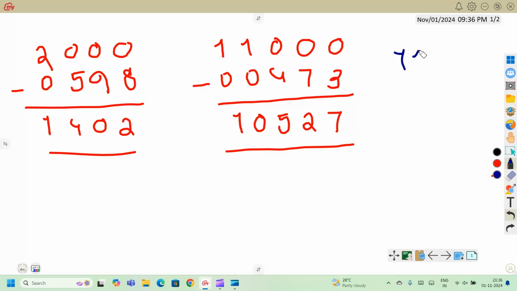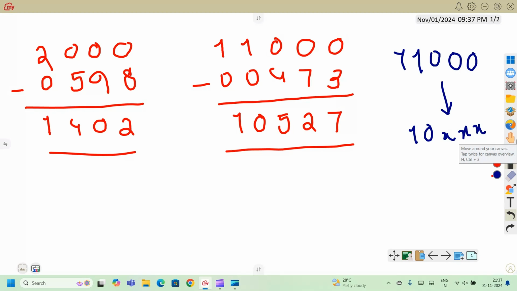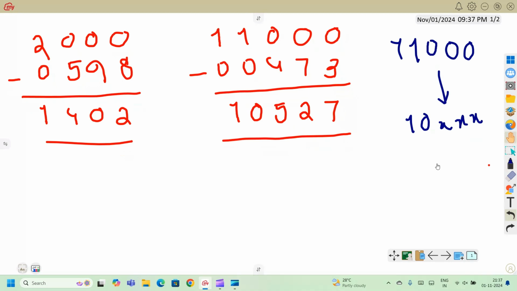So you have 11,000 with you, right? And you subtract any number from it which is less than 1,000. What is the answer? It will be 10xxx something, isn't it? That's exactly what's happening, even when we do mental calculation. Now give me a number which is more than 1000, then I'll understand more. Okay, even that's not a problem.